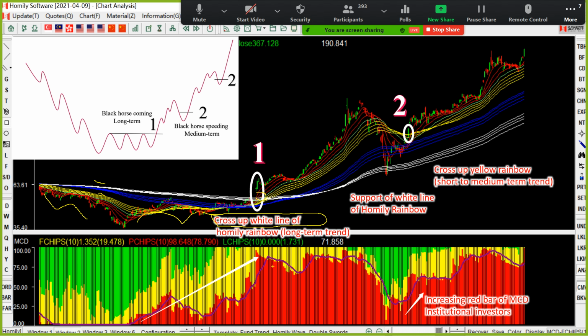Then, the below one, we can see the chart below. The lower chart is our special indicator, MCD, multicolored dragon. Multicolored dragon is our money flow indicator. Using the money flow indicator MCD, we can monitor the red bar. The red bar represents the big fish, the institutional investors. Then the yellow bar represents the hot money. And the green bar represents the retail investors.